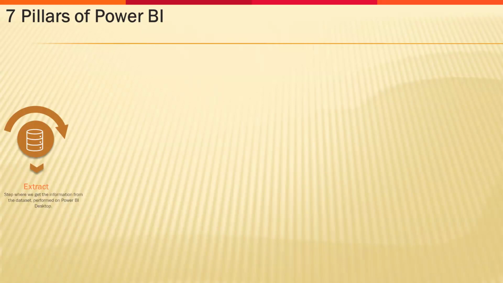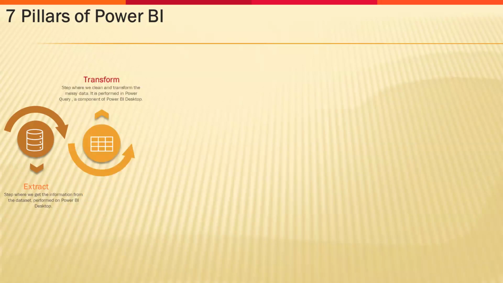Okay, so there are 7 pillars of Power BI. Let's talk about each pillar. The first one is extract. Extract in the sense, we connect to multiple sources and extract data from different sources like SQL databases, Azure, SharePoint, OneDrive, some ERP systems, Anaplan, and there are SAP connections. There are many data connections available. In Power BI, we can connect to multiple sources. We connect those sources and extract the required data. So this is the first pillar.